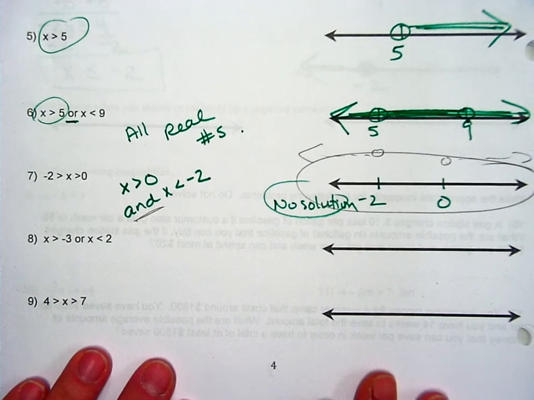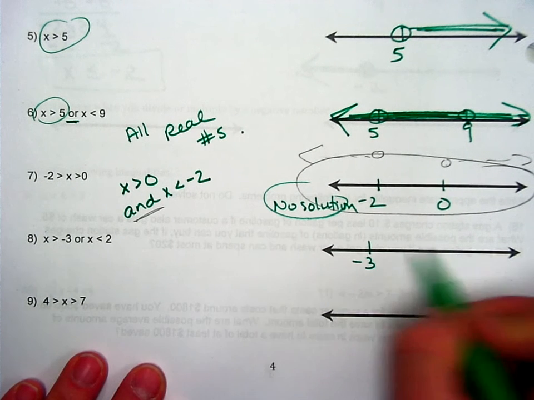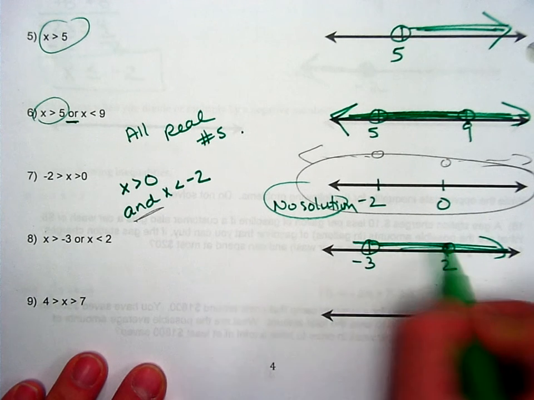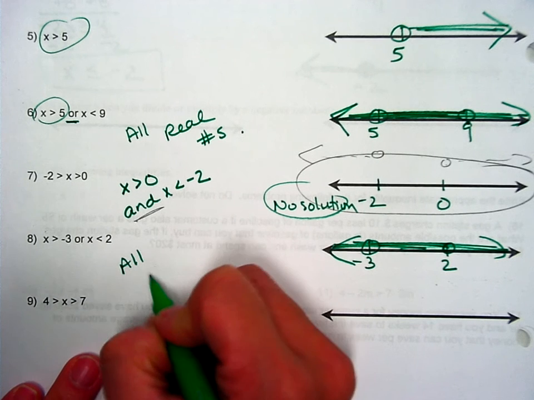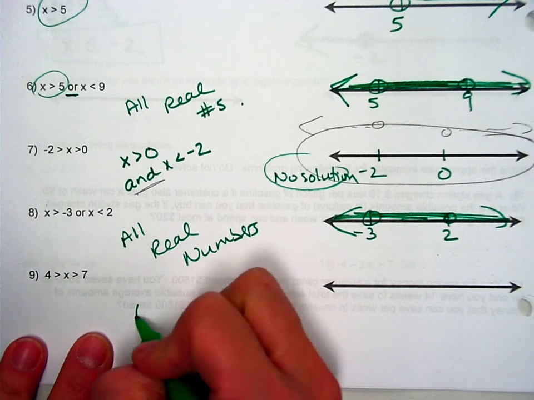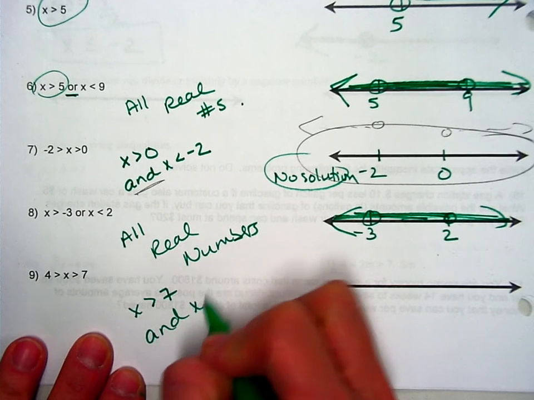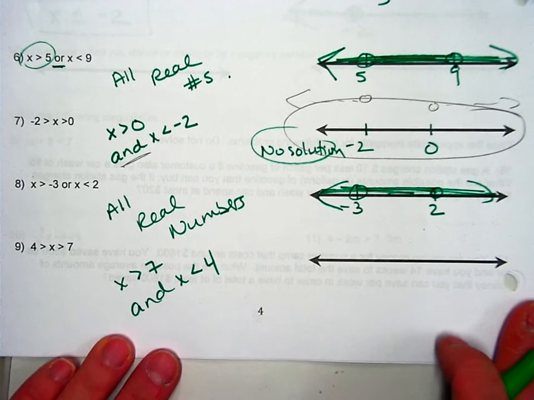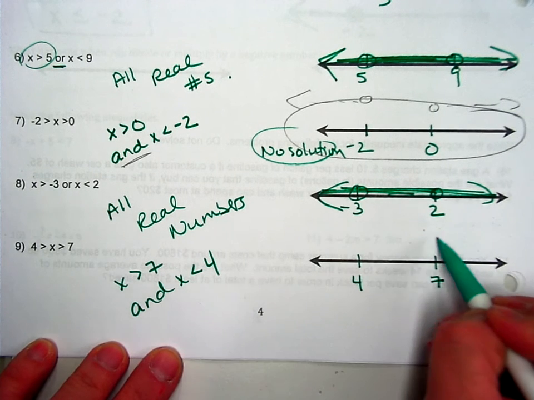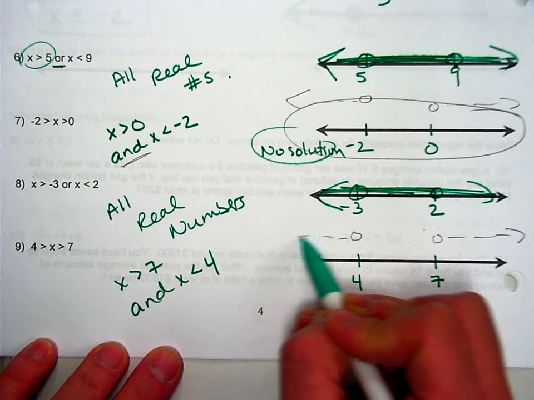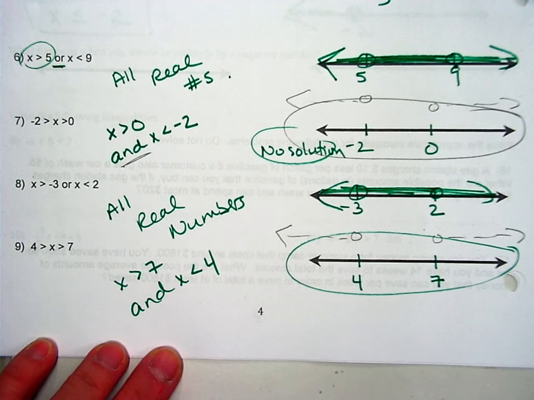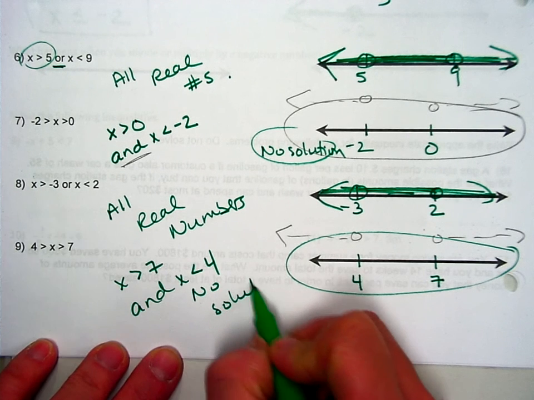Okay, number 8, it's an or statement, so we're just going to graph both of them. Greater than -3 or less than 2. Notice everything got shaded again, so this would be all real numbers again. And the last one is also an and statement because I see x in the middle, so if you want to rewrite it, you can. x is greater than 7 and x is less than 4. Here's 4, here's 7, greater than 7, so I'm going to do the work on the top, and less than 4. Again, nowhere do they cross, so your final answer should be a blank number line. Nothing is shaded, and this would also be another no solution.